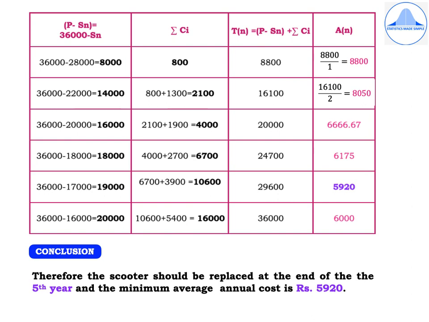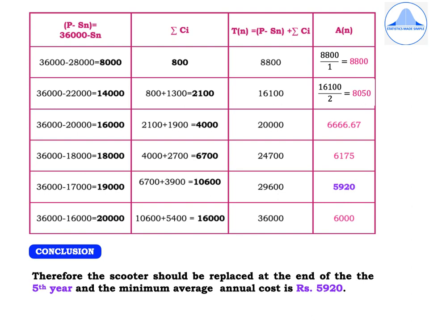The last step is to calculate the average annual cost, which is nothing but the third column value divided by n. So the first average annual cost, that is for the first year, will be 8,800 divided by 1, which is 8,800. Similarly, for the second year, it is 16,100 divided by 2 is 8,050. Then we get 6,666.67. Then we have 6,175, 5,920, and then you have 6,000.